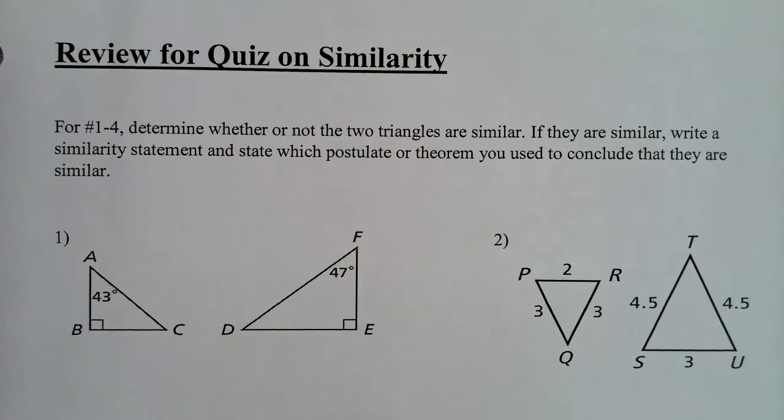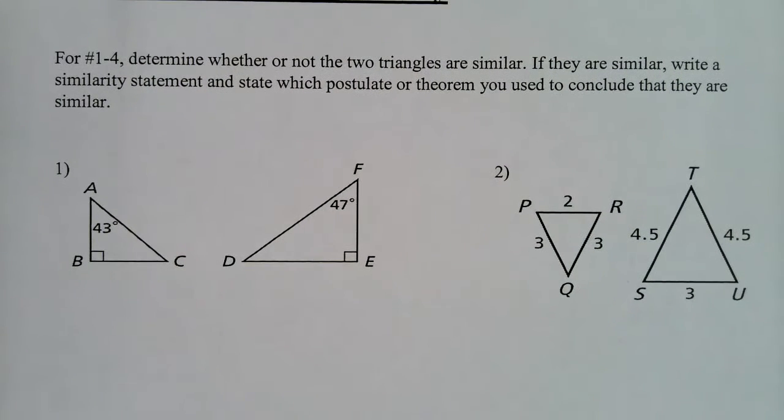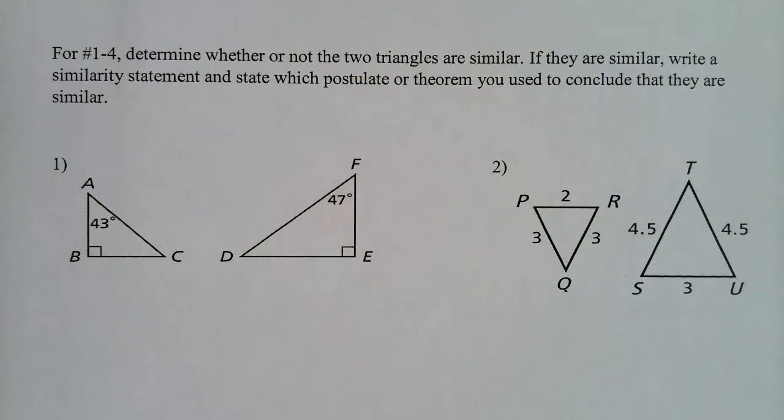All right, this is a review for the quiz on the first two lessons on similarity. For numbers 1 through 4, determine whether or not the two triangles are similar. If they are, write a similarity statement and state which postulate or theorem you used to conclude that they are similar.